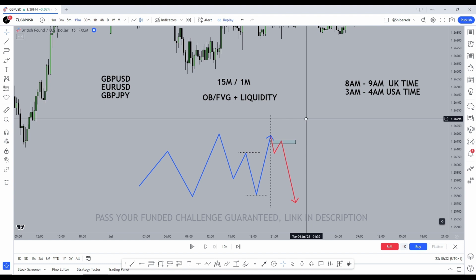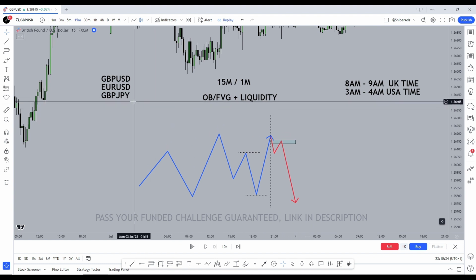Too many traders are overcomplicating these simple ICT concepts, and it's my job here at ICT Easy to make them easy for you to understand and really simplify them down. I want you guys to understand that this is a simple step-by-step process that I'm going to walk you through.